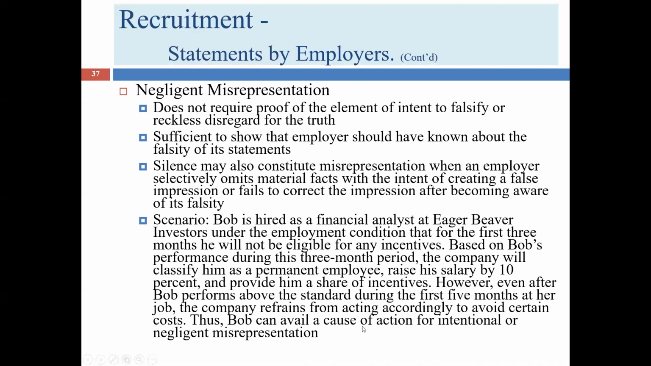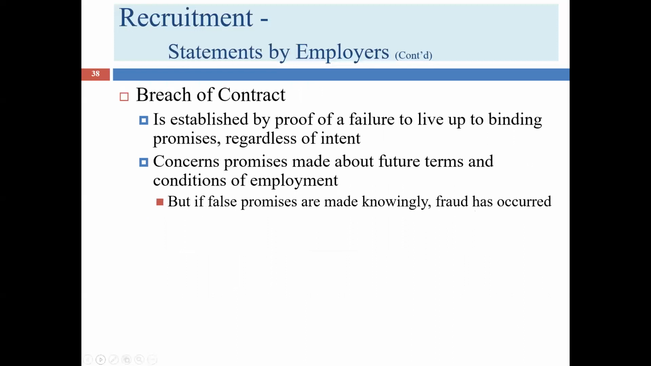Thus, Bob can avail a cause of action for intentional or negligent misrepresentation. He was told his status would change at the 3-month point. It wasn't changed, even though he satisfied whatever that standard was. And so he could establish a claim at that point of time because he was told one thing in the application process and a different thing happened once his employment began.